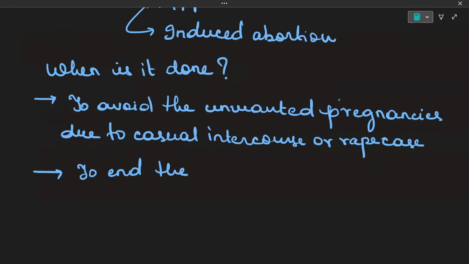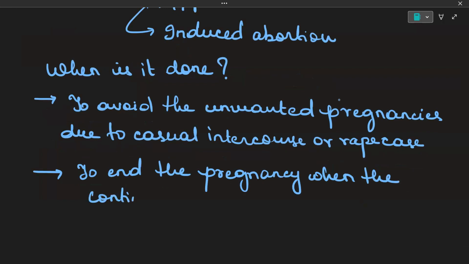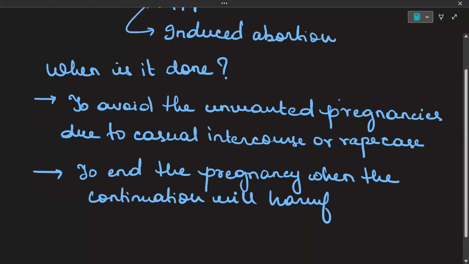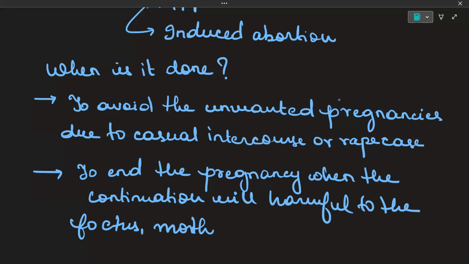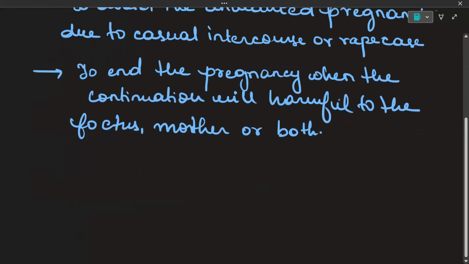the pregnancy when the continuation will be harmful to the fetus, to the fetus or the mother or both. So in these two cases, the MTP is done.